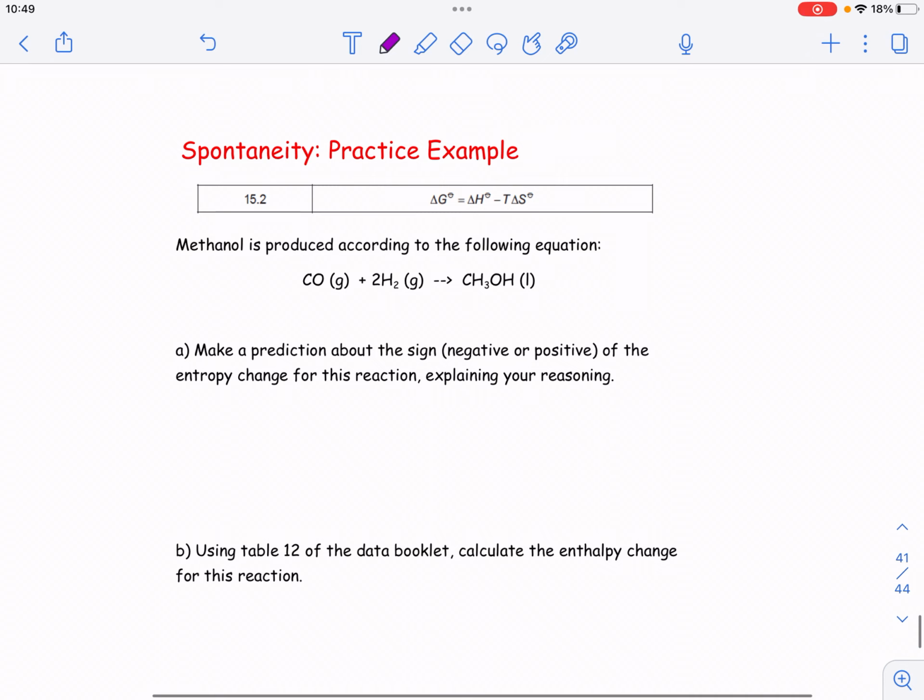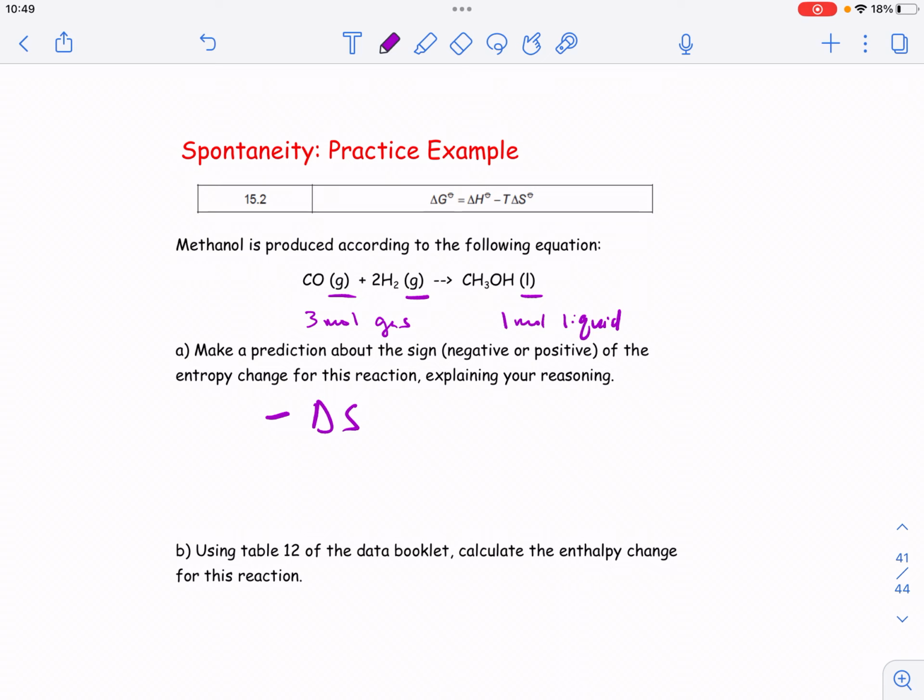Well, on the left, the first thing I look for is states of matter. And I see that on the left, I have 3 moles of gas, which is the most disordered, highest entropy state. And on the right, I have 1 mole of liquid. So to me, I can right away say that this is going to be a negative delta S. We're going to much more order. It's a big decrease in entropy.